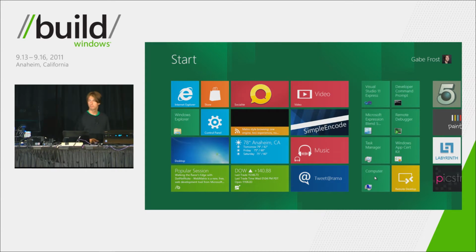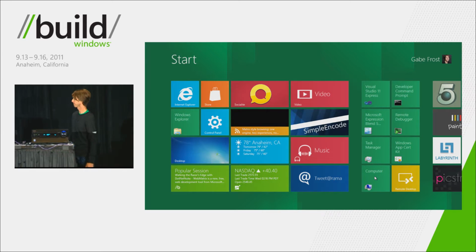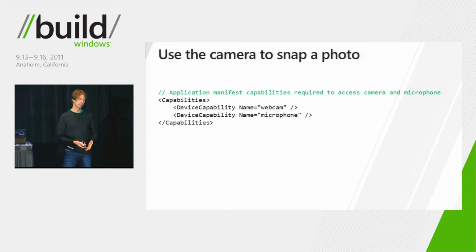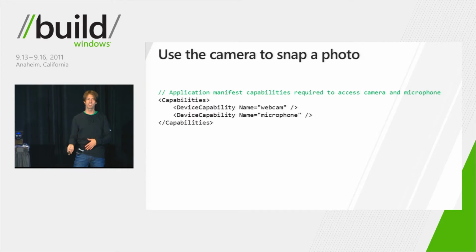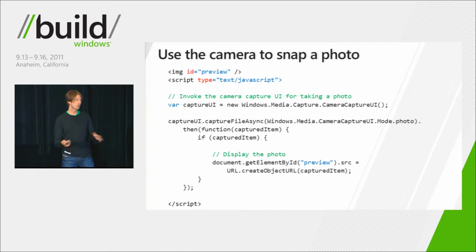Back to the PowerPoint. So let's take a look at that. First, you have to declare, in the XML file you saw, usually you do that in Visual Studio, where you check a box and say, I want access to the microphone and I want access to the camera. This is what the XML looks like if you were to open that file. So you need to declare access to this. Otherwise, when you call this API, Windows.Media.Capture.CameraCaptureUI, you'll get back an access violation because you don't have access to that.